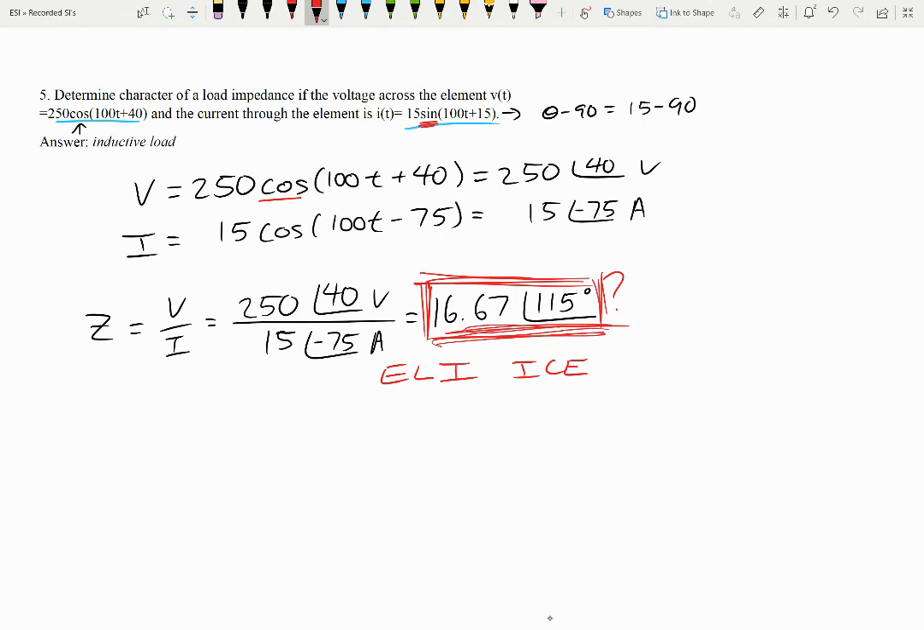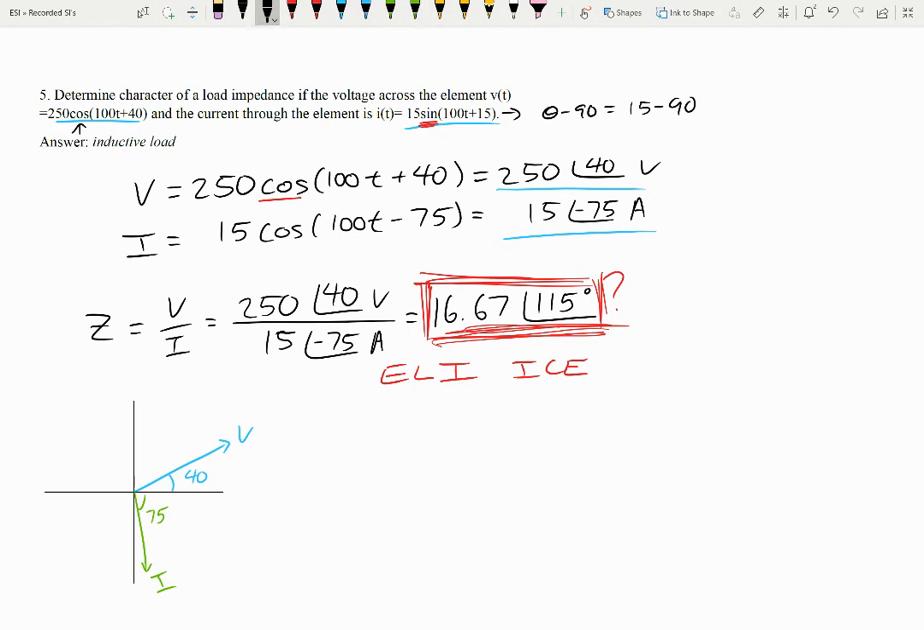But let's look at actually these up here. These will tell us something. So if we went and drew the voltage, we'll say that's at angle 40, which is about there roughly. So 40 degrees, this is the voltage. Let's go draw the current down here. This is about negative 75 degrees. Okay, it's the current. So there is no 90 degree difference between the two.